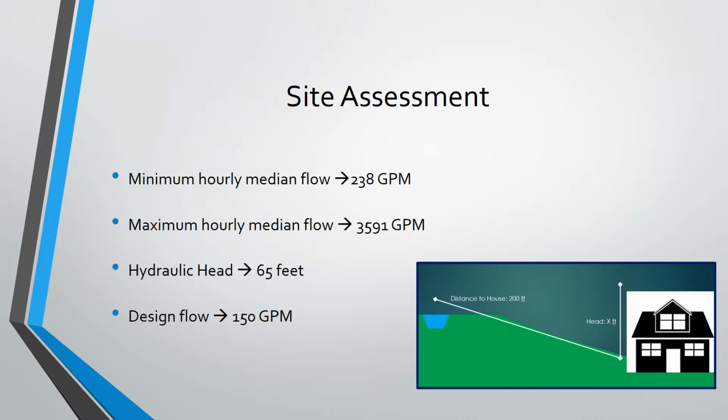So when deciding what the design flow will be, you want to make sure to never be anywhere near half the maximum flow. And since there's such a large range here, it would probably be better to stay near the minimum flow. So I went ahead and did 150 gallons per minute, and this is about a little bit more than half the minimum hourly flow.